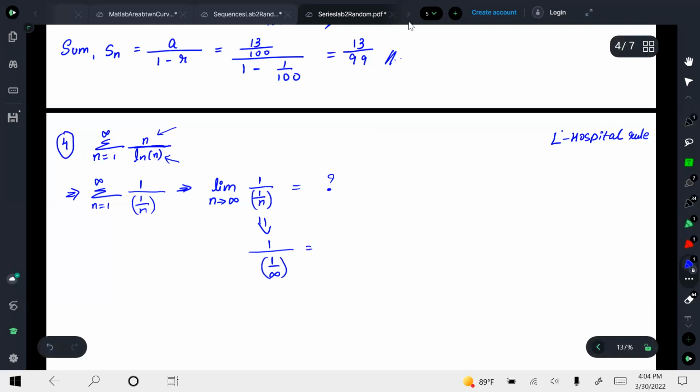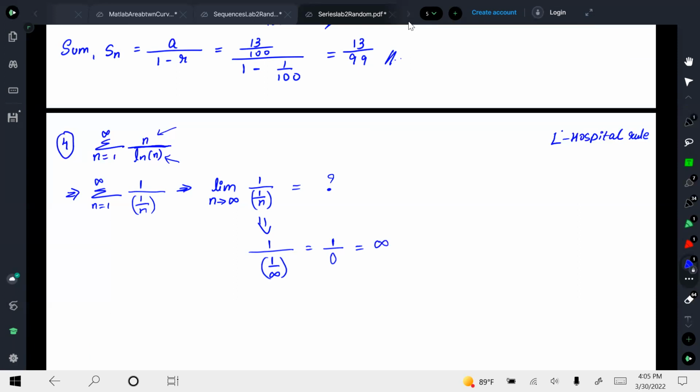I will make it more simple. We know that 1 over infinity is 0, right? So this becomes entirely 0. Then this is 1 divided by 0. So the answer is infinity.